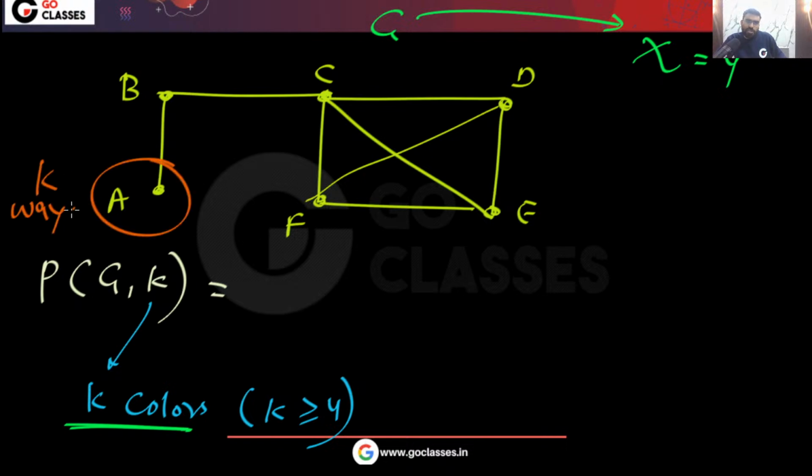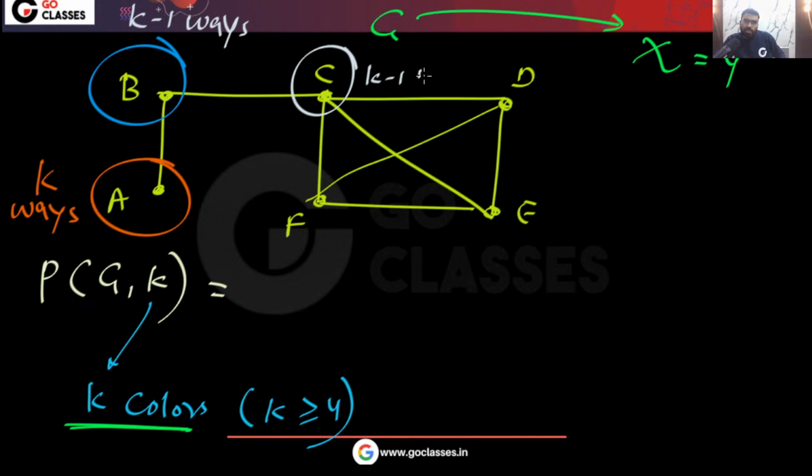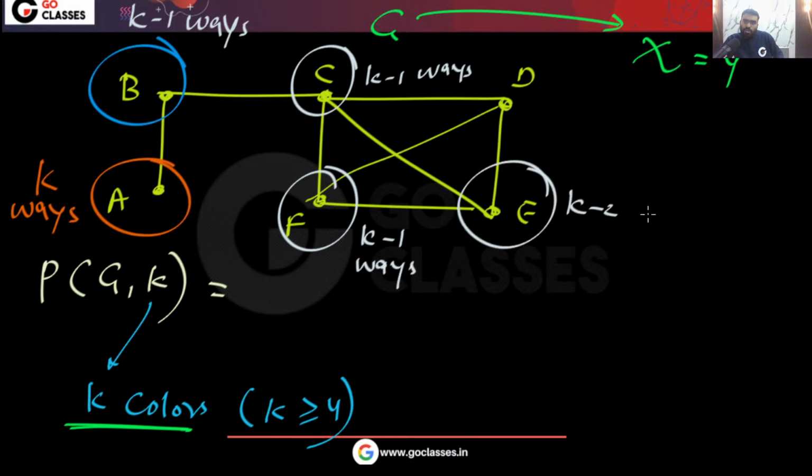There are K choices for this. There will be K minus 1 choices for this. Agree with me? There are K minus 1 choices for this. There are K minus 1 choices for this. There are K minus 2 choices for this. Agree? Yes or no?